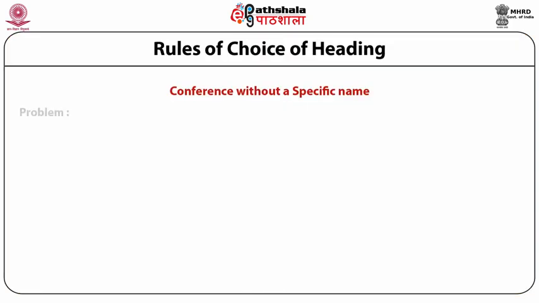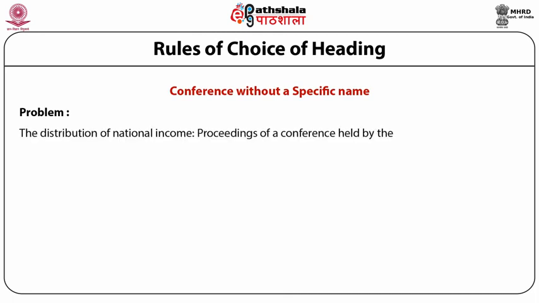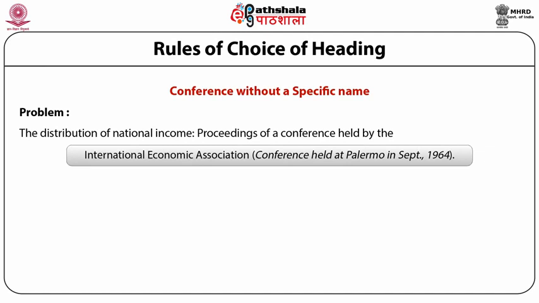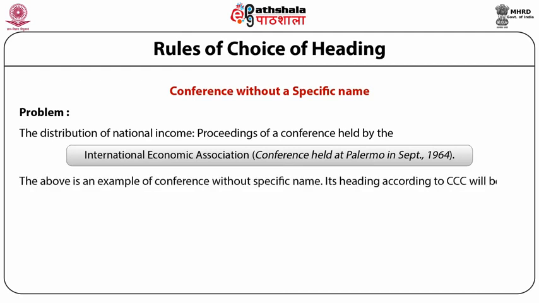Now we will be taking a problem of conference without a specific name. The title of the book is The Distribution of National Income, Proceedings of a Conference held by the International Economic Association, conference held at Palermo in September 1964. The above is an example of conference without a specific name. Its heading, according to CCC, will be Economist (Palermo) (1964).